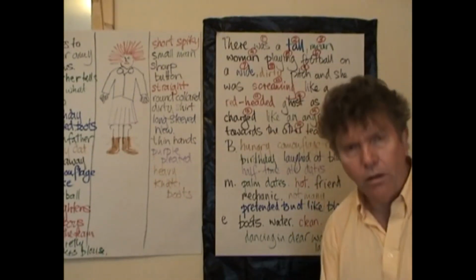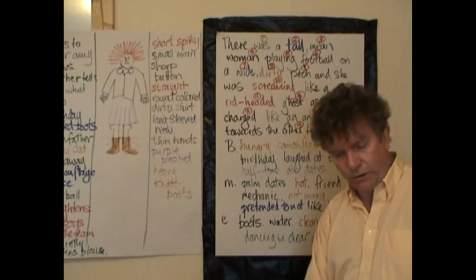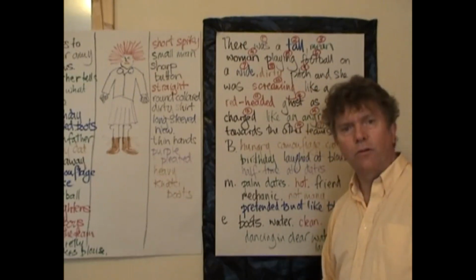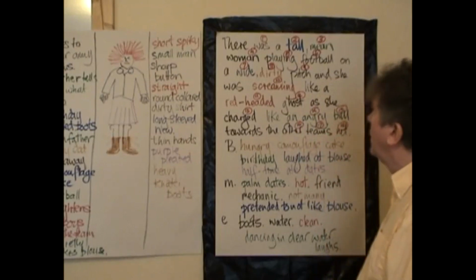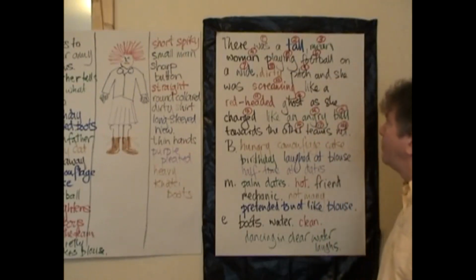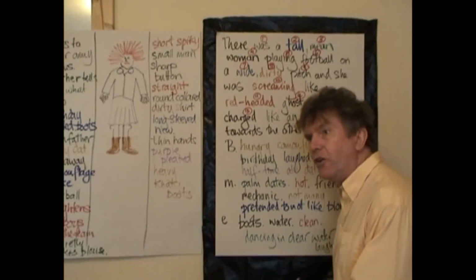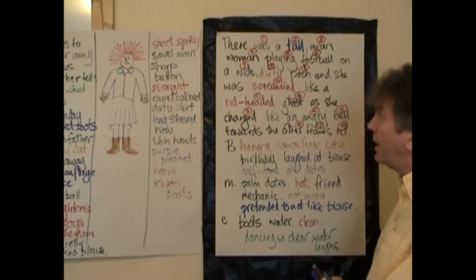It's a better story than once upon a time there was a girl, some dates, an extension to a screwdriver and a fish pen. There was a tall, mean woman playing football on a wide, dirty pitch, and she was screaming like a red-headed ghost as she charged like an angry bull towards the other team's net. She was hungry. Even though she'd just eaten some camouflage cake, she loved things that looked like the army.